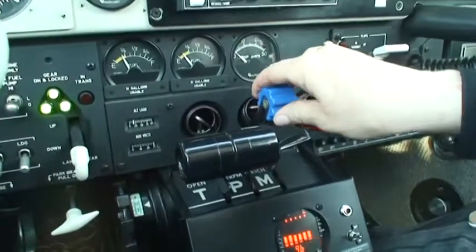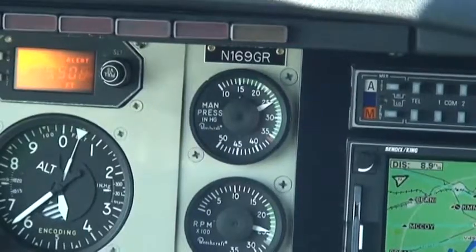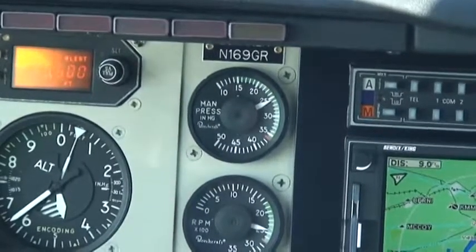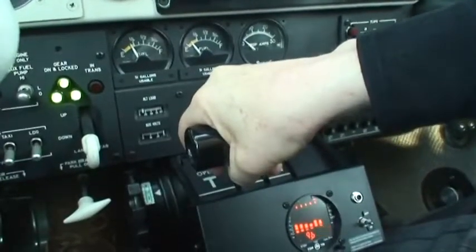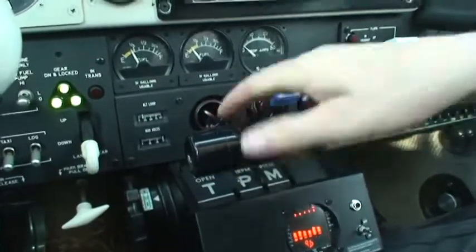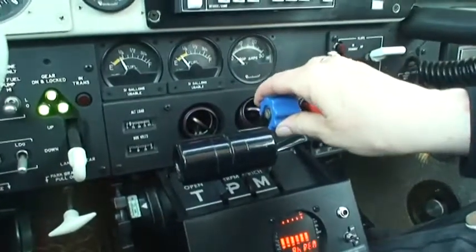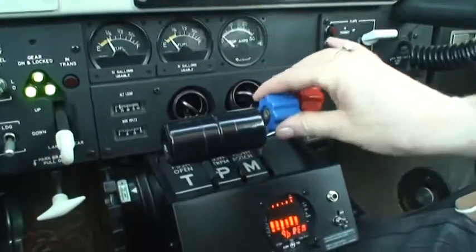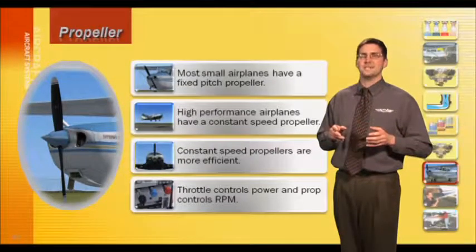The desired power is achieved by selecting certain combinations of propeller RPM and manifold pressure. Now, care should be taken when setting these two controls simultaneously. You may overstress the engine with high manifold pressure in combination with a low engine RPM. The manifold pressure gauge is simply a barometer that measures the air pressure in the intake manifold in inches of mercury.